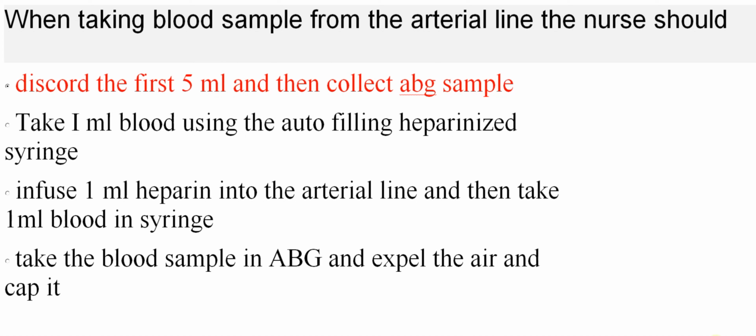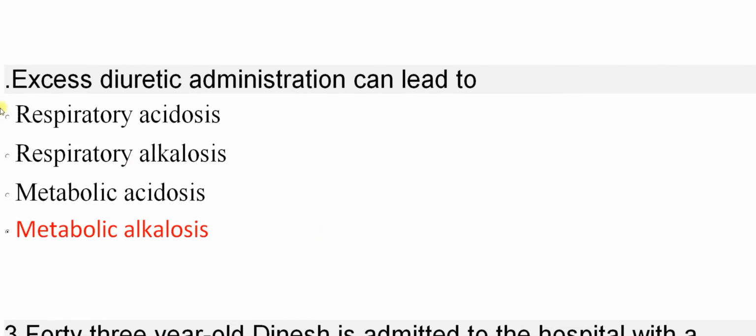When taking a blood sample from the arterial line, the nurse should, answer is, discard the first 5 ml and then collect the ABG sample. Excess diuretic administration can lead to, answer is, metabolic alkalosis.